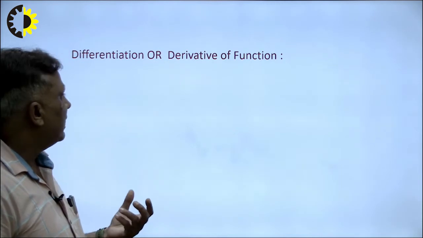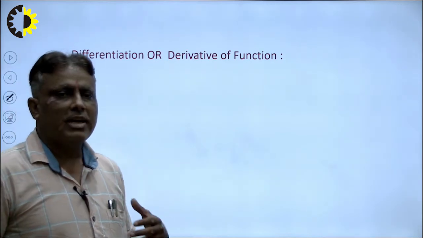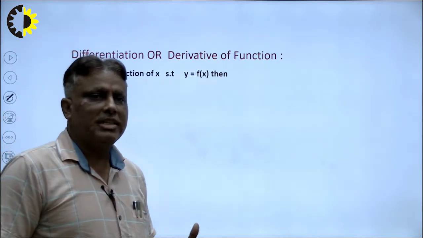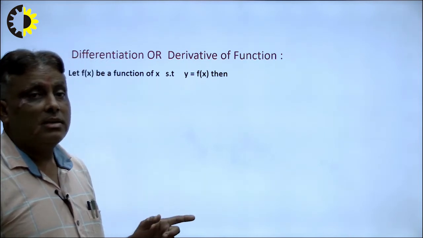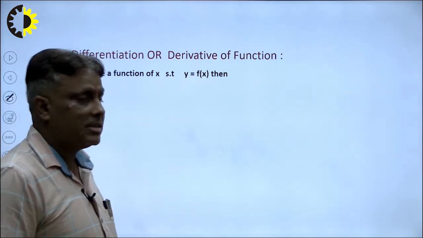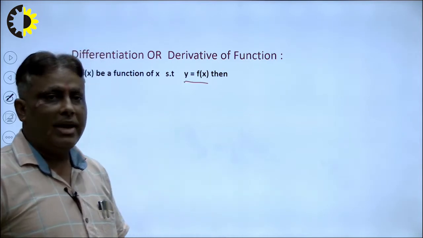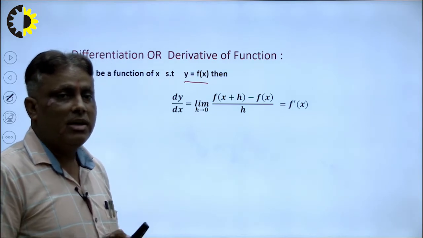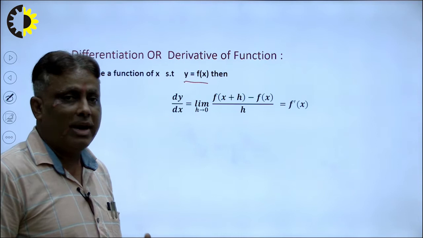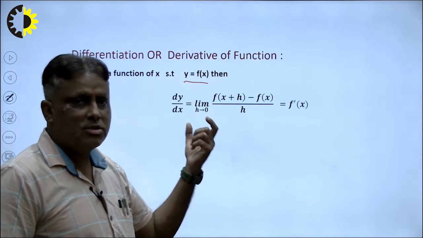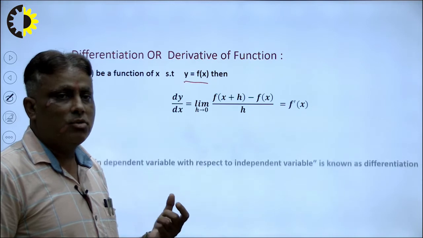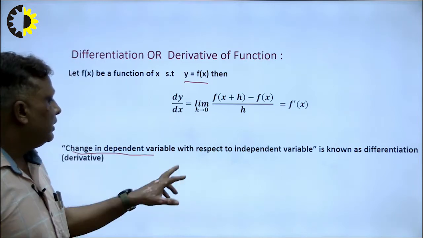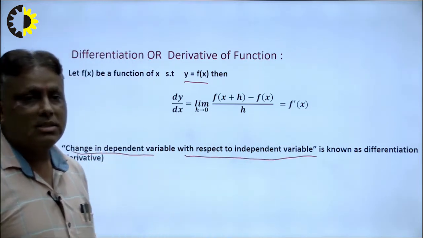Now, what is differentiation and the derivative of a function? I explained it in the previous lecture. This is a recall: if f is a function of x such that y is equal to f(x), that means y depends on x, so y is the dependent variable and x is the independent variable. Then what is the first derivative, the differentiation of y with respect to x? f(x plus h) minus f(x), that means a small increment in x, is known as a derivative. Another definition: the change in the dependent variable with respect to the independent variable is known as differentiation.